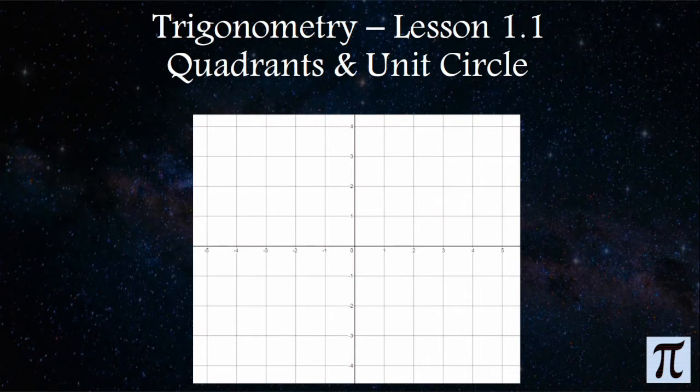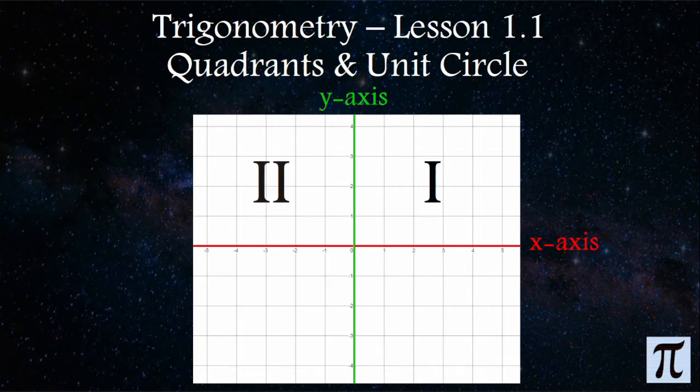And to start, let's look at our xy plane. Going left to right is the x-axis, and up and down is the y-axis. In doing so, we have cut this plane into 4 quadrants. The upper right is quadrant 1, the upper left is quadrant 2, the lower left is quadrant 3, and the lower right is quadrant 4.